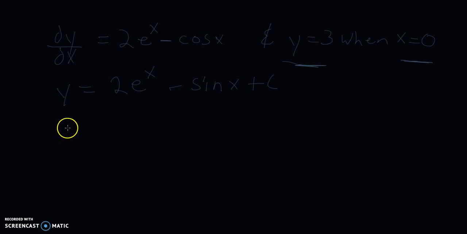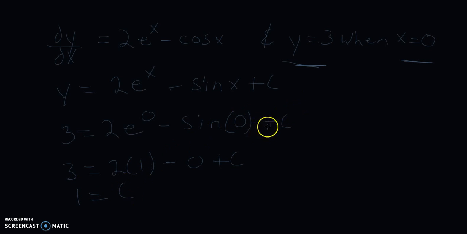So now we're going to replace 3 for y, and now we're going to plug in 2e to the 0 minus sine of 0 plus c. So now 3 is going to equal, anything to the 0 power is 1, because it means it's itself over itself. So 2 times 1, that's what we need to write down. 2 times 1 minus sine of 0, which is 0, plus c. So 1 has to equal c.